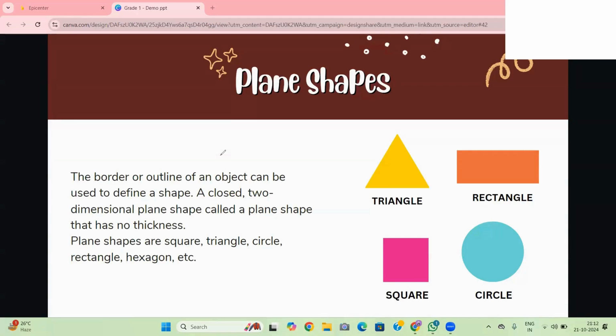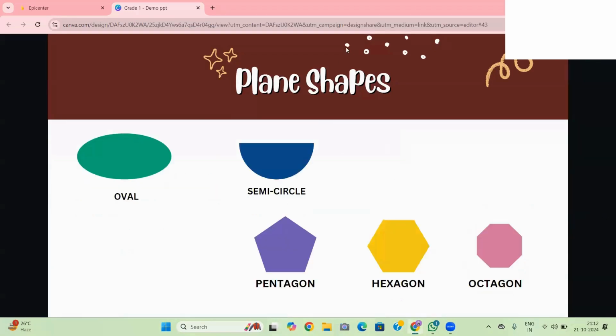Do you also know what a hexagon is? How many sides does it have? It's okay. We'll learn. Okay. Let's go with these shapes as well.